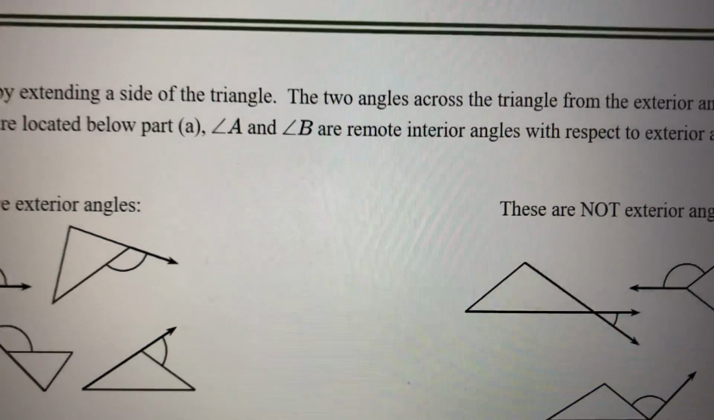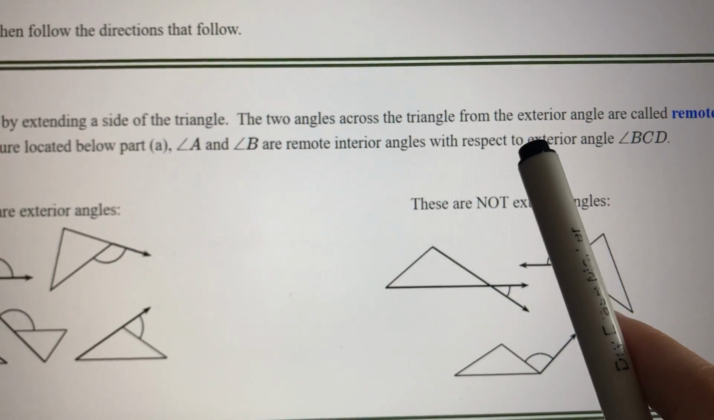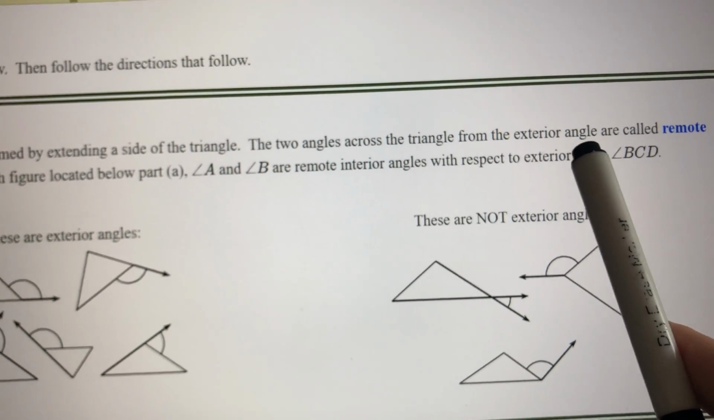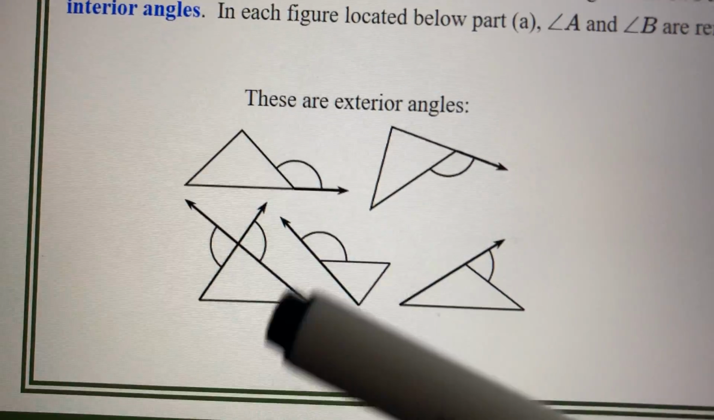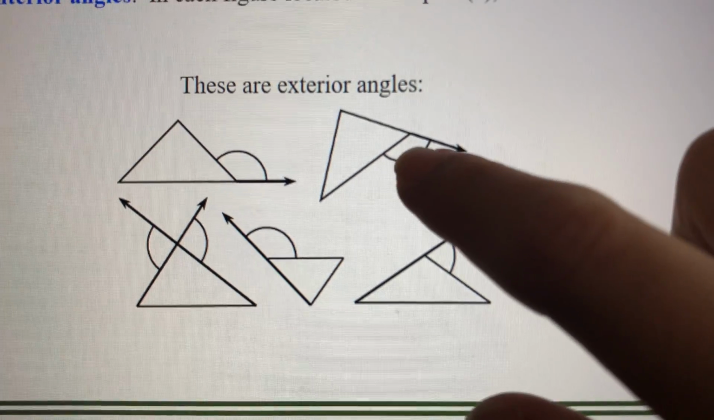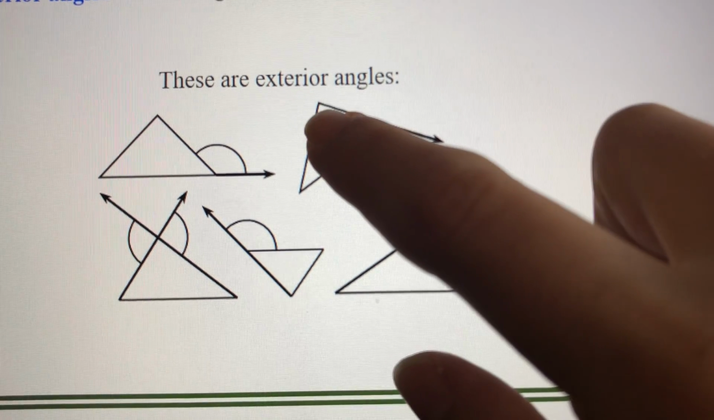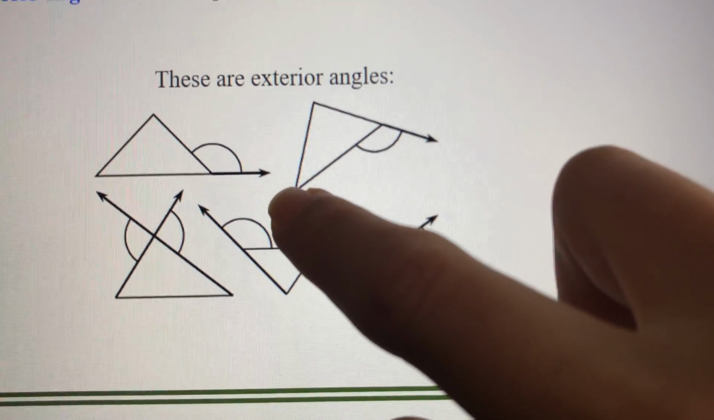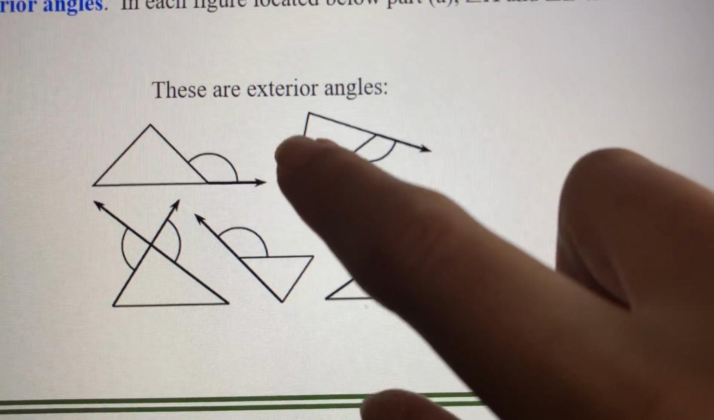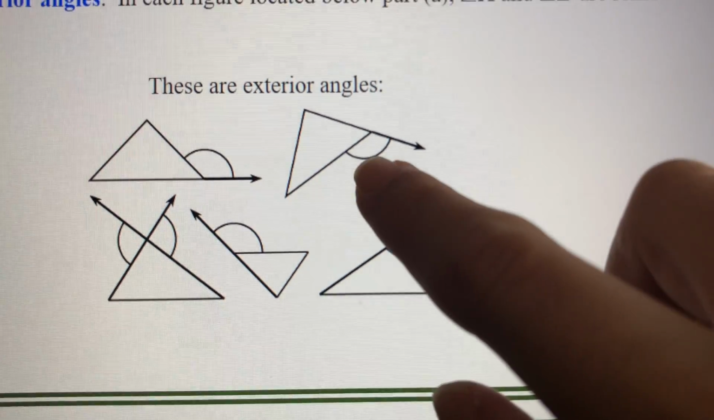And then there's the same thing. So the two angles across from the triangle, across from the exterior angle, are called remote interior. So if we look here, here's our exterior, that would be a remote interior, and that would be a remote interior, because those two angles are farthest away from this exterior angle.